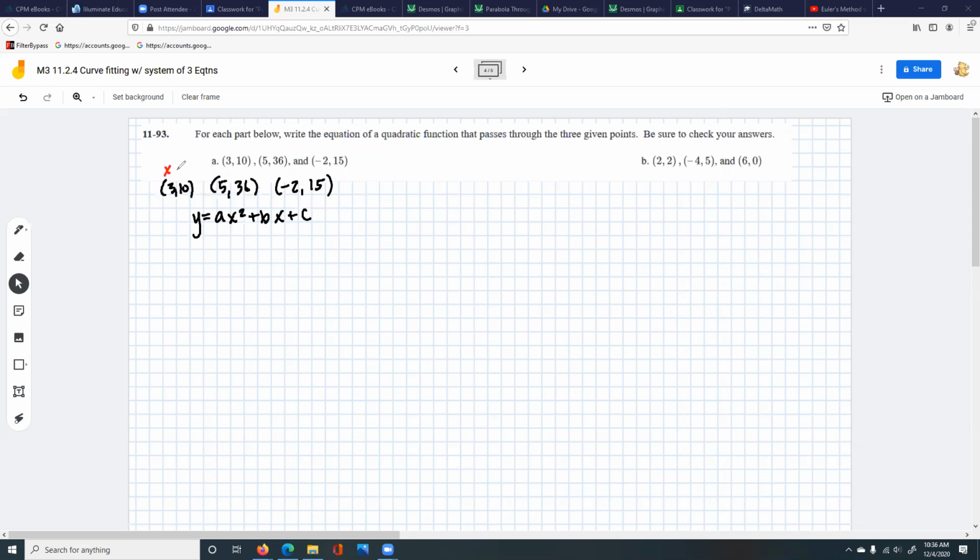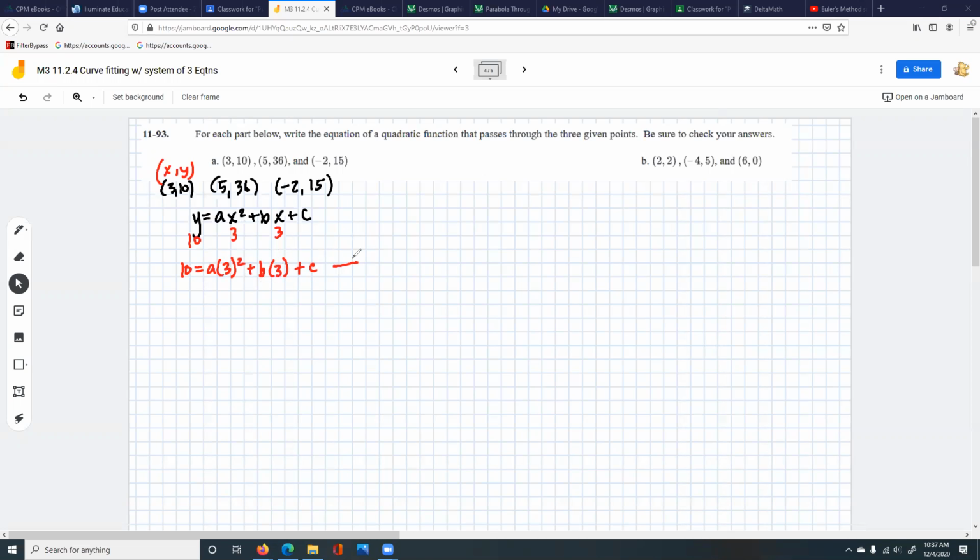So let's use the first point, x, y, and make an equation. So if I put in 3 for my x, I'm going to put 3 here. I'm going to put 3 here. And I'm going to put my 10 in for my y. So it's going to be 10 equals a times 3 squared plus b times 3 plus c. So I have an a, b, and c in my equation, right?